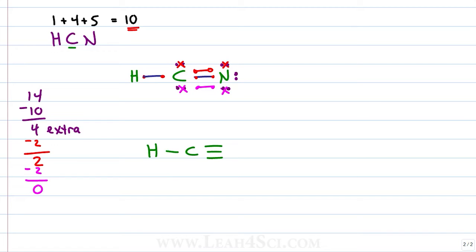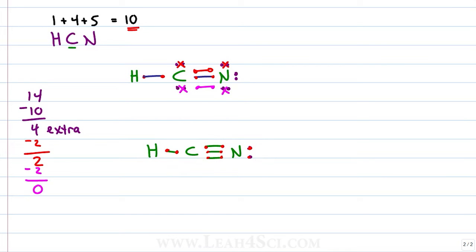We gave carbon a triple bond to nitrogen, and nitrogen has 1 lone pair on the right side. Let's count our electrons. 1, 2, 3, 4, 5, 6, 7, 8, 9, 10. The number of electrons are correct. Does everything have a full octet? Nitrogen has 8. Carbon has 8. Hydrogen is an exception to the rule.